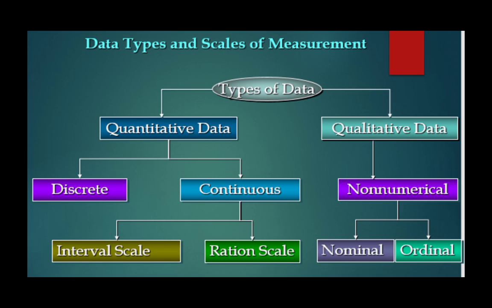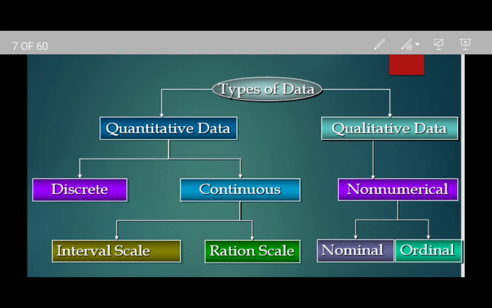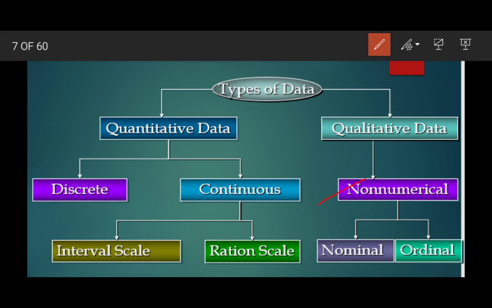Now types and scales of measurement. So basically there are two types of data, quantitative and qualitative. In quantitative data, there are two types, discrete and continuous. While in qualitative data, we are dealing with non-numerical terms. In quantitative data there are two types, discrete and continuous, while in qualitative we are dealing with non-numerical values.